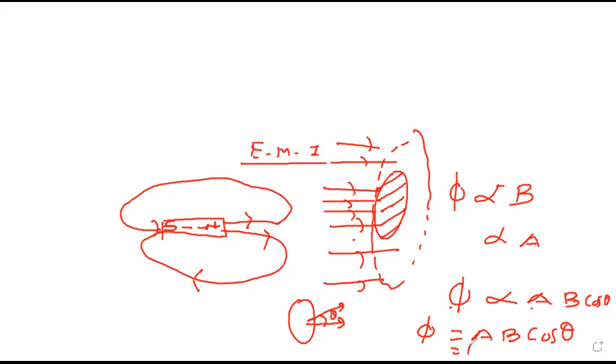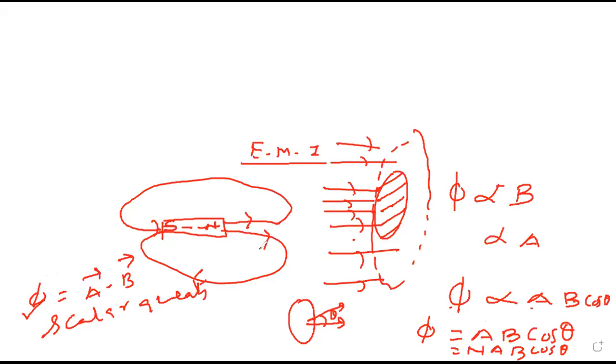If there are N turns of coil, then N A B cos theta. For one turn, this is A vector dot B vector. That means magnetic flux is a scalar quantity. So first we have to understand what is magnetic flux, then what is change in magnetic flux, and then how, by changing the magnetic field, EMF is induced automatically. This phenomenon of getting current automatically without a source is called electromagnetic induction.